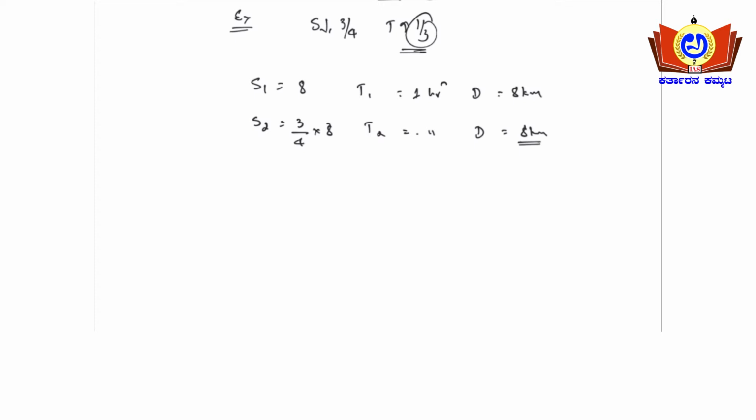Consider s1 equals 8, the normal speed. Okay, t1 equals 1 hour. So the distance d will obviously be 8 kilometers, right? Now s2 will be 3/4 of 8, 3/4 of his original speed. The time taken t2 we don't know. Distance is 8 kilometers, the same 8 kilometers. Yes or no? In the question they have told that t2 is 2.5 hours more, but we need to find t2 here, then we'll compare 1 hour to t2 here.